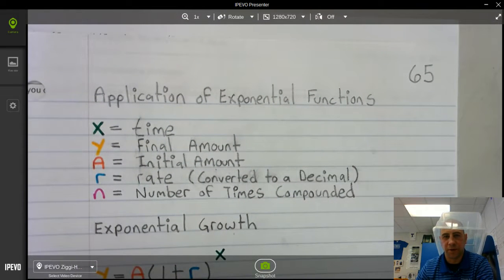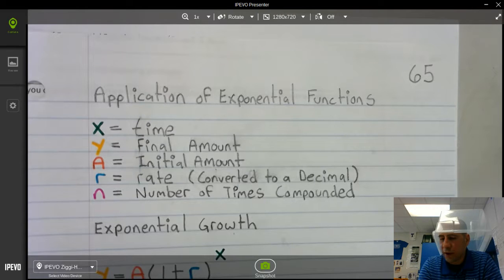Our notes are on page 65, and we're looking at application of exponential functions. I've defined each variable in a different color, so if you want to pause the video and grab a green, yellow, orange, blue, and a red, or just do them in different colors, that's what I did. I'm assuming you've paused it if you needed colors. If not, let's move on.